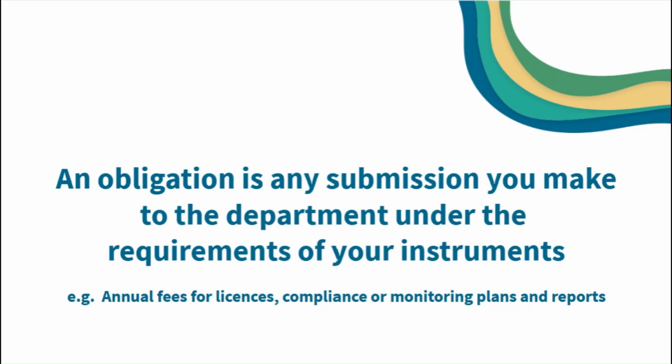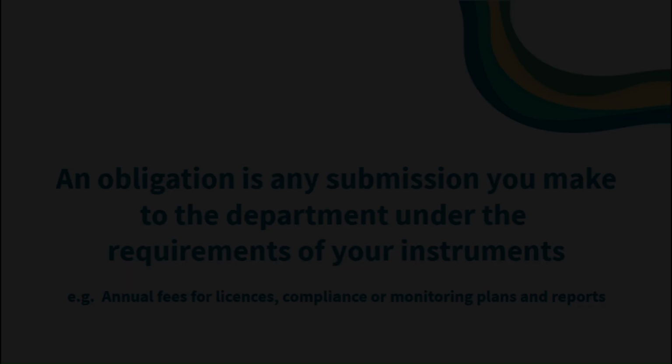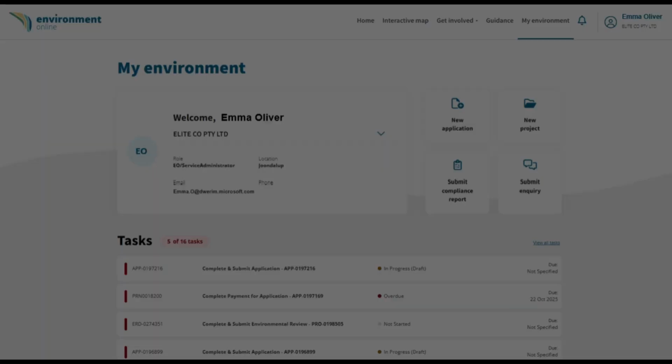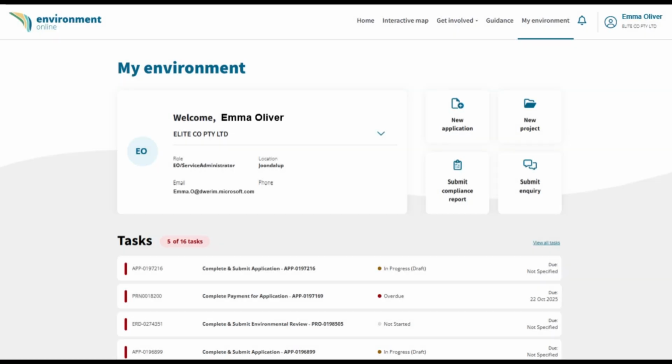In Environment Online, an obligation refers to any submission you make to the department under the requirements of your instruments. It's your responsibility to be aware of the conditions of all your instruments. Before you get started, ensure your organization is registered in Environment Online and that you are authorized to manage instruments on the portal. Once you've logged into Environment Online, there are 3 simple ways to manage your obligations.